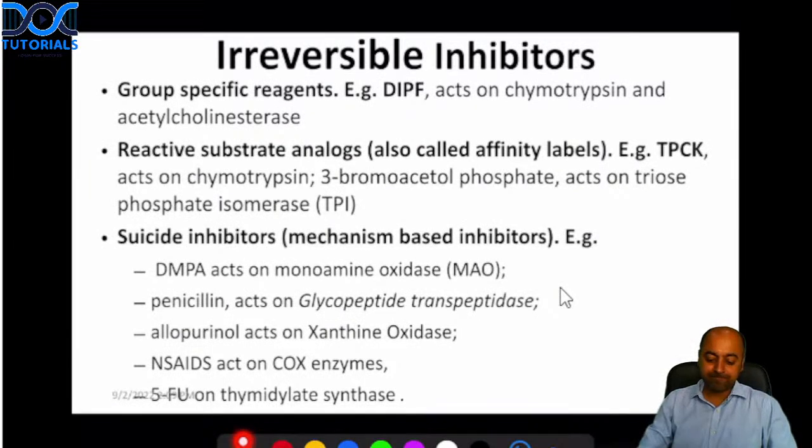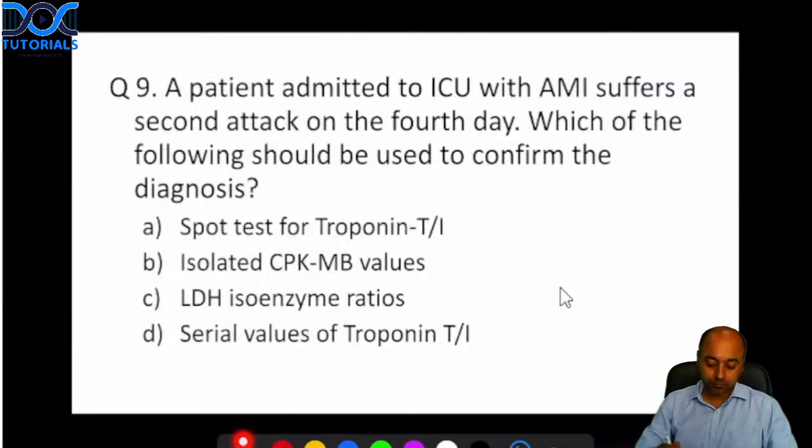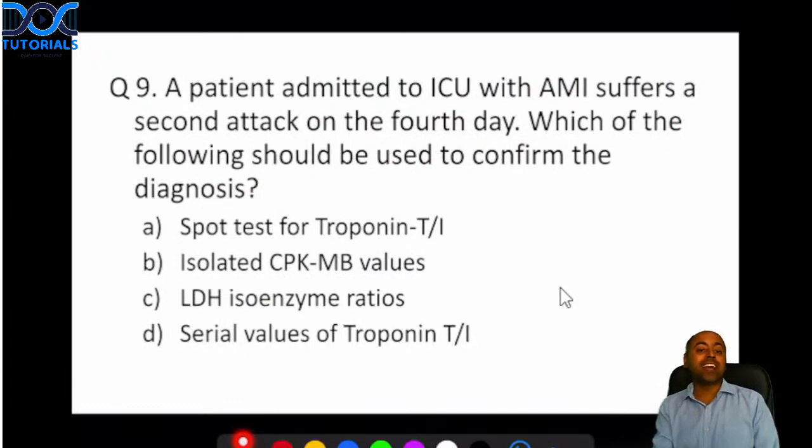Okay. A patient admitted to ICU with acute myocardial infarction suffers a second attack on the fourth day. Which of the following should be used to confirm the diagnosis? Now you can see there are some confusing options. First option is spot test for troponin T or I, isolated CPK-MB values, LDH isoenzyme ratios, and serial values of troponin T and I. You can see two very conflicting options. One is spot test and second is the serial value of troponin T and I.